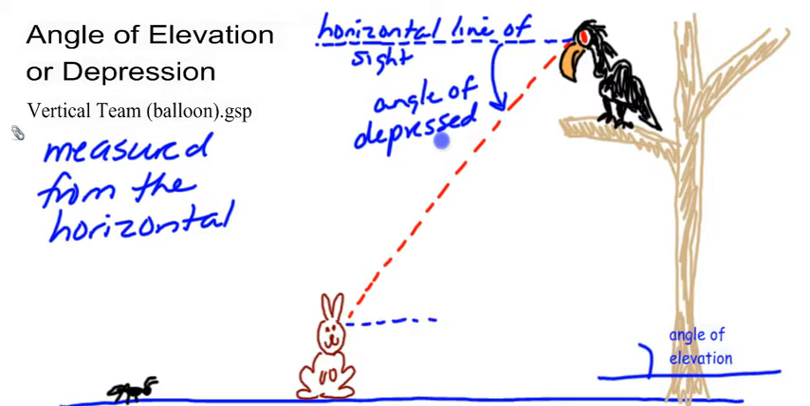The angle of elevation is measured upward from the horizontal. So this rabbit looking up at his certain doom, the vulture, would be looking up with an angle of elevation from the horizontal.